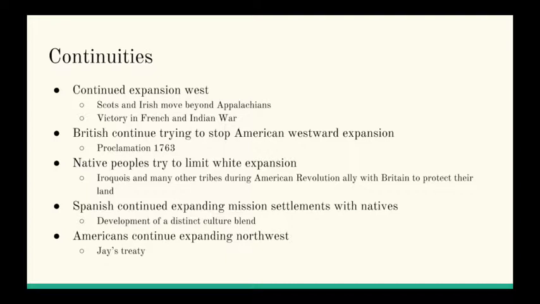Another continuity that can be found is Native peoples trying to limit white expansion. This could be seen during the Revolutionary War, in which the Iroquois and many other tribes allied with Britain, since Britain had promised to protect many Native American lands. Another continuity in this period is that the Spanish continued expanding mission settlements and included the natives as part of their mission settlements, which led to the development of a distinct culture blend between native and Spanish culture. Lastly, another continuity is that Americans continue expanding northwest, which can be seen in Jay's Treaty, in which the British give the U.S. land concessions in Canada, so the U.S. can continue expanding into the northwest.